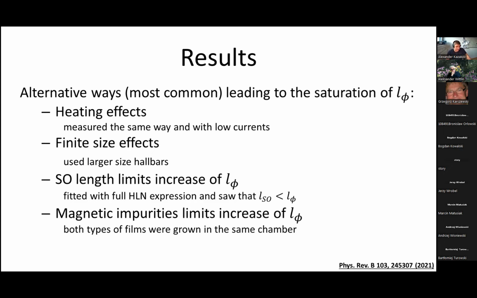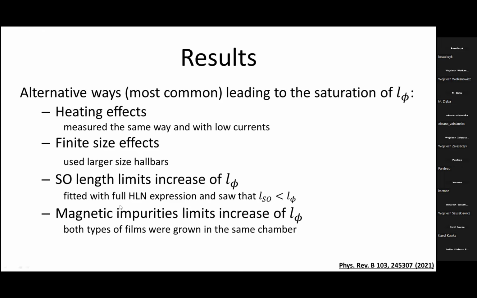In our case, we do not believe that any of this can be the reason for the observed saturation, since we used pretty low currents, down to 1 nanoampere, and we saw that weak antilocalization is suppressed in selenium covered films still at 1 nanoampere. The Hall bars we used were pretty large compared to the observed values of L-phi, from 10 to 100 microns.